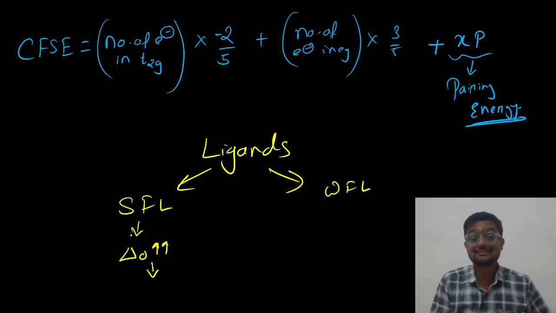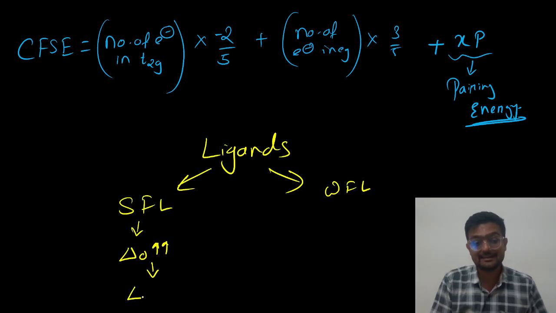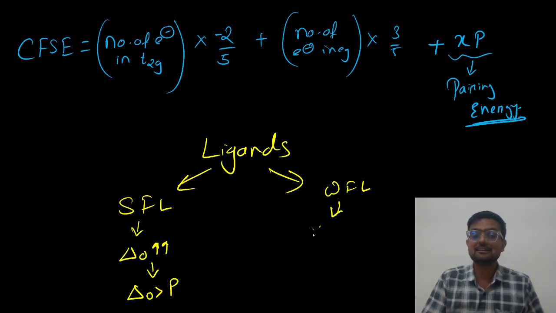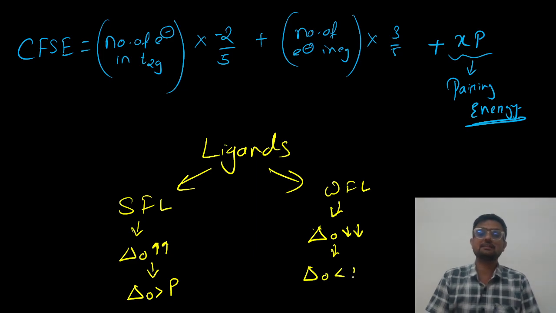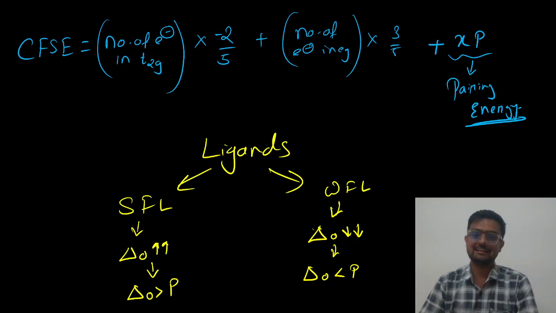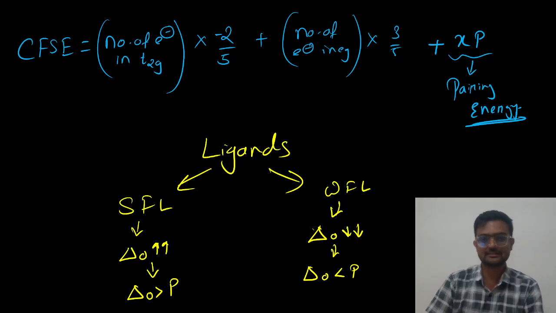So that's why in this case pairing will take place. So I can say in this case delta naught should be greater than the pairing energy. And which ligands are called weak field ligands? The ligands which decrease the energy gap between them. That means if delta naught is less than the pairing energy, those ligands are called weak field ligands. I hope this is clear.